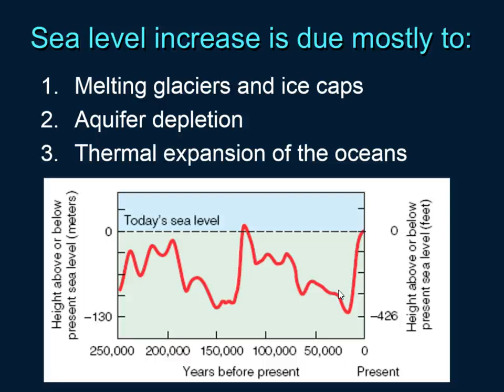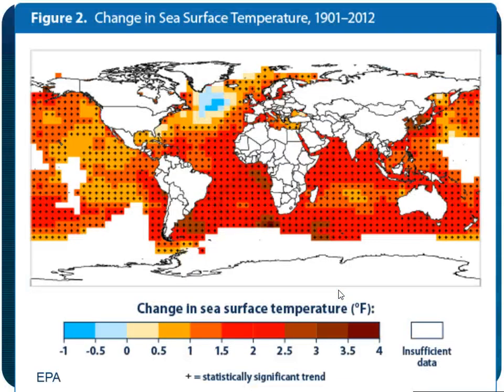It is true that glaciers and ice caps are melting. They are melting faster than they've ever melted before. But the whole ocean is getting hotter. And remember, when things get warmer, they expand. So the bulk of this right now is because the water itself is expanding because it's warmer. And you can look at the changes in the sea surface temperature over the last 100 years. Pretty much almost everywhere has changed.